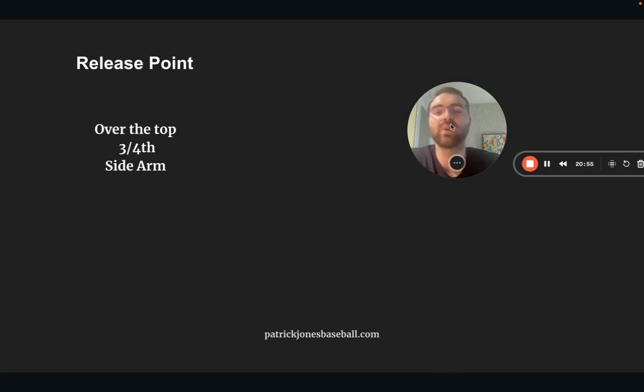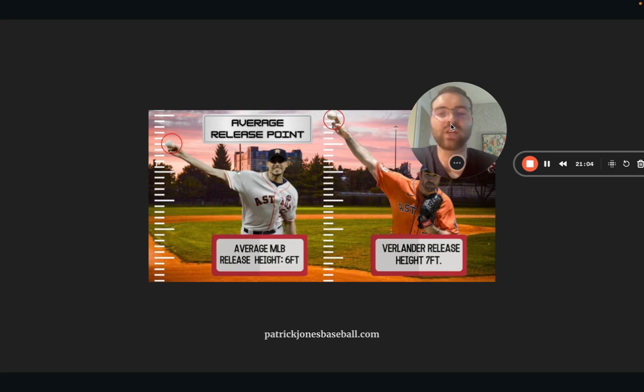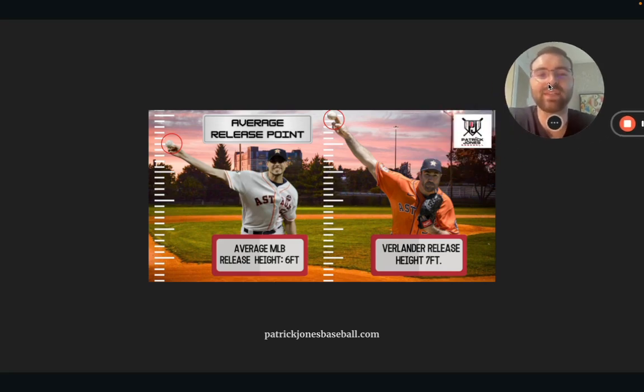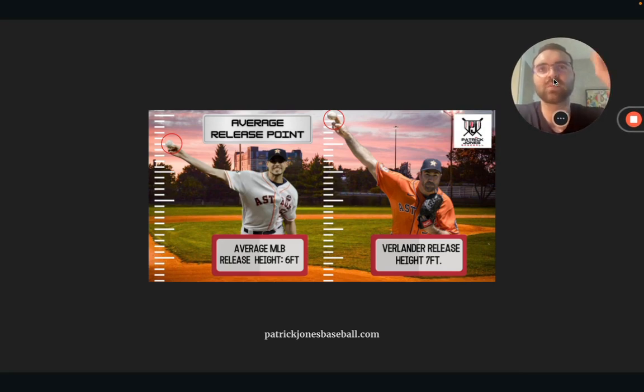So the further on top they are, the more behind the ball they're going to be. So if it's someone who's over the top, like a Justin Verlander, remember him back in his prime, he had that nasty curveball, and he had that fastball that had a lot of run on it. Well, he was over the top. So his average release height was 7 feet versus the average major league release height was 6 feet. So he had that good depth on his breaking ball, and his fastball, since he was able to get behind it, it was able to feel like it was rising. It had a lot of that vertical break in his fastball.